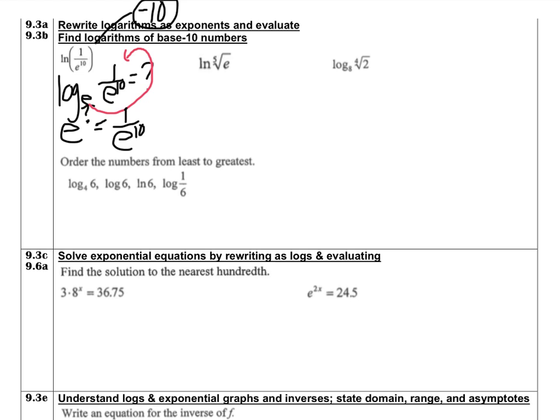Now another way you could do it, you could also take this guy and move it to the top. If you move him to the top, it'll look like this. e to some question mark equals e to the negative 10. And therefore you can see the negative 10 a little more clearly.